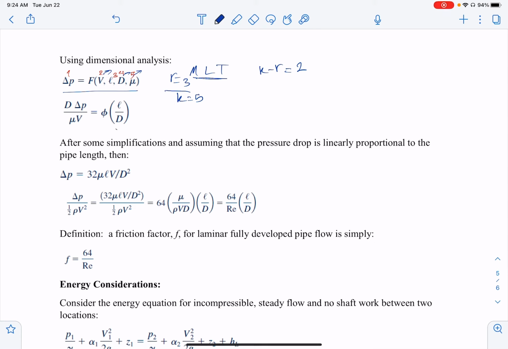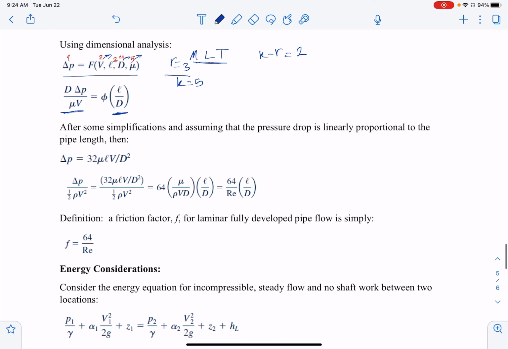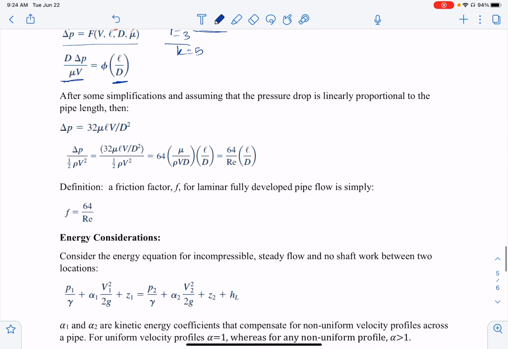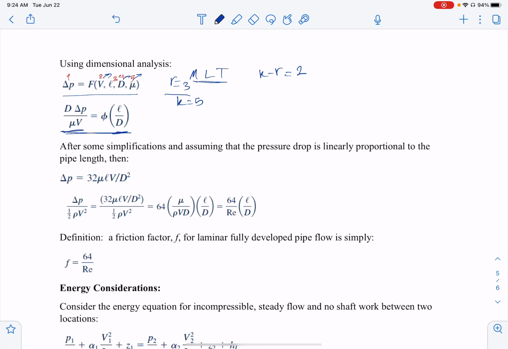And then this is the number of pi terms. We have the first one here, and the second one here. Now it seems kind of reasonable to impose a further assumption on the dimensionless product that we find, so that we can say that the pressure drop is directly proportional to the pipe length, right?